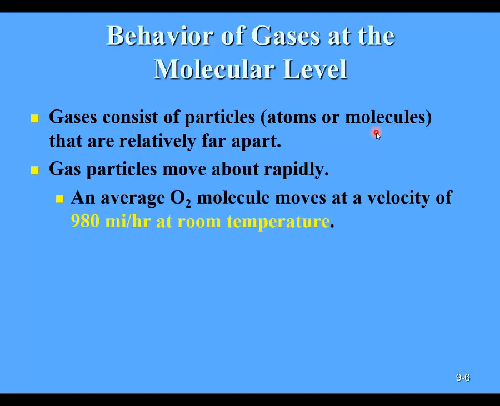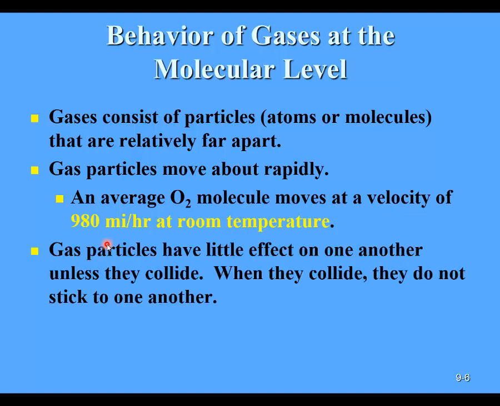Now, if we consider how fast gas particles are moving, at about room temperature, an oxygen molecule has a velocity of about 980 miles per hour. Now, that may seem kind of surprising. However, you don't always notice that oxygen gas is diffusing through a room that quickly because it does tend to run into other particles, so it's not necessarily moving 980 miles in a straight line for every hour. It's actually going to end up striking other particles and changing the direction of its motion.